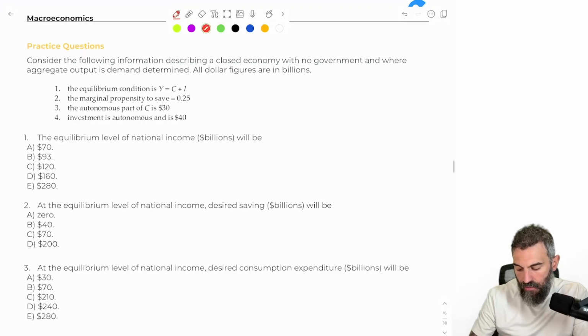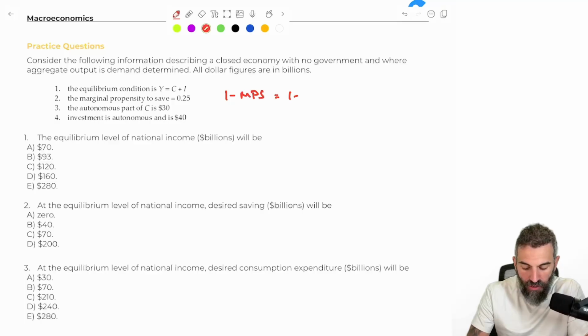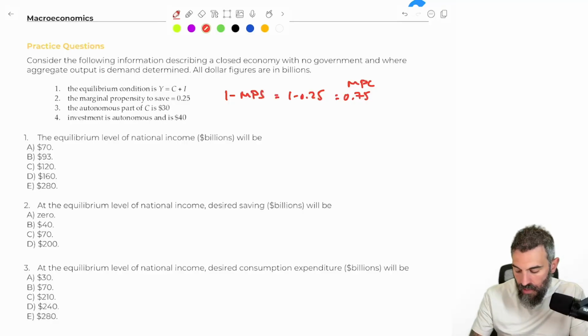We're using the simplest macro model. The marginal propensity to save is 0.25. So when I see that, I immediately like to say, if that's 0.25, my MPC, my marginal propensity to consume, is 0.75. The autonomous part of consumption is 30, so that's your C0. Investment is autonomous at 40, that's your I. We want the equilibrium level of national income.